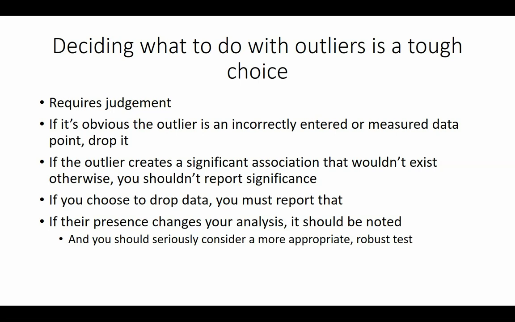Now, if you do choose to drop data, then of course you must report that. And in any case where the presence of specific outliers significantly changes your analysis, it should be noted. If you see that your analysis is really dependent on 1 or 2 outliers, then it would be wrong to report just one analysis that either considers them or not, and you should note that they make a difference. It's also a very important red flag that you should seriously consider using a more robust test, like we saw before.